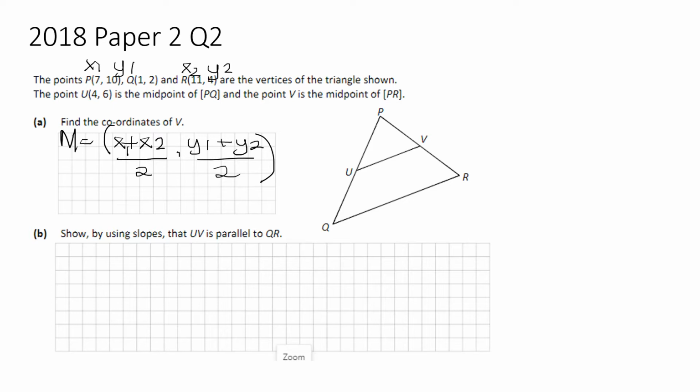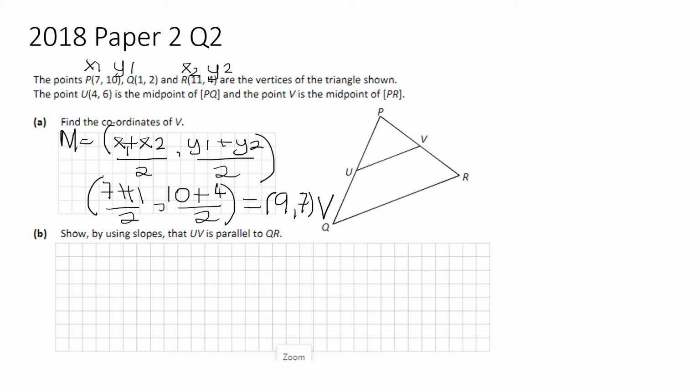All I'm going to do there is add x1, which is 7, plus x2, which is 11, and divide that by 2, and then I have 10 plus 4, and I divide that by 2. 7 add 11 is 18, 18 divided by 2 is 9. And then 10 add 4 is 14, divided by 2 is 7. So that is point V. So (9, 7) is point V. That is your midpoint.